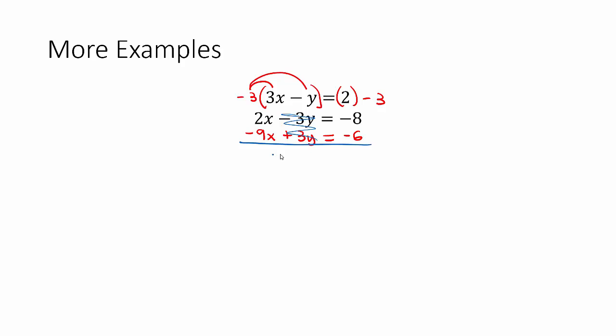2x minus 9y is negative 7x. Negative 8 and negative 6 is negative 14. Dividing both sides by negative 7, x is equal to a positive 2.